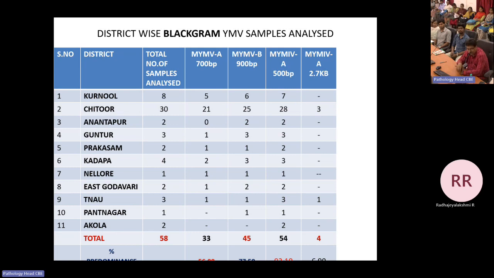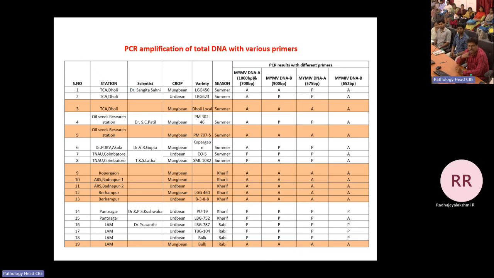Similarly, Akola is only one. We got some samples from Varisa also. I think there is another table. Yeah, here. So you can see, of course, this is based on PCR detection only. So in Pantanagar also we got both, in Coimbatore, and in some other places also. So now the latest literature says that both the virus species are there.